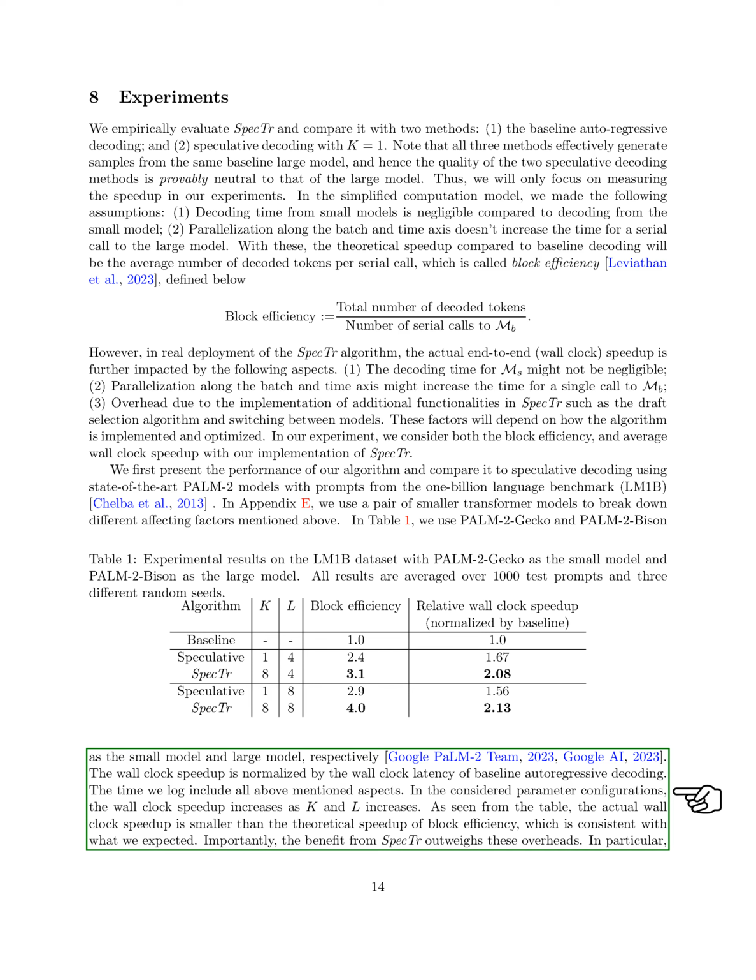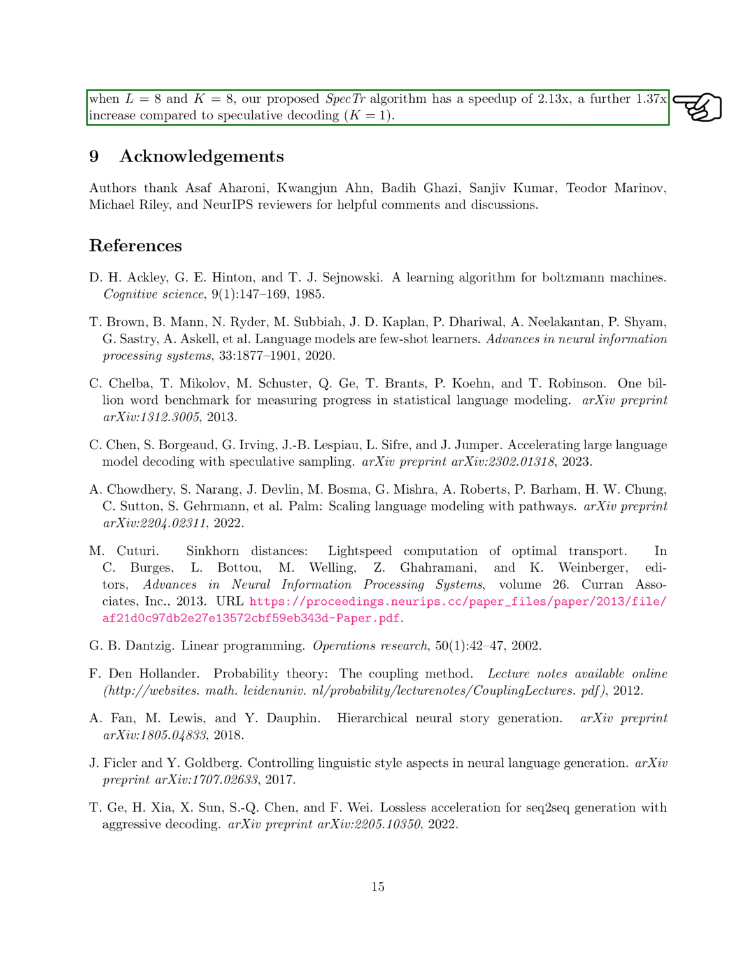In the configurations we considered, the real-world speed increase grew as K and L increased. As shown in the table, the actual real-world speed increase was less than the theoretical speed increase of block efficiency, which is what we expected. However, the benefits from SpecTr outweighed these overheads. Specifically, when L was set to 8 and K was set to 8, our proposed SpecTr algorithm had a speed increase of 2.13 times, a further 1.37 times increase compared to speculative decoding, K set to 1.